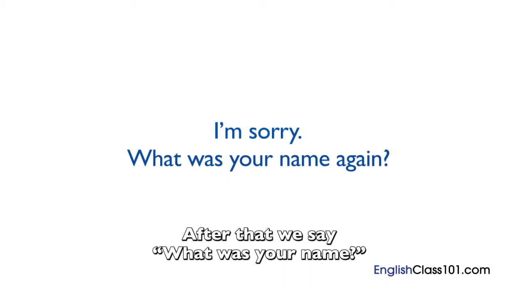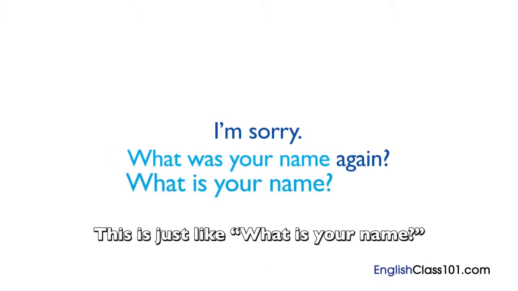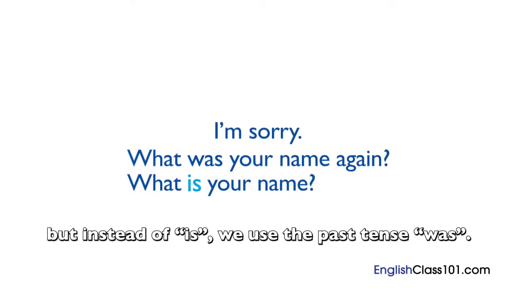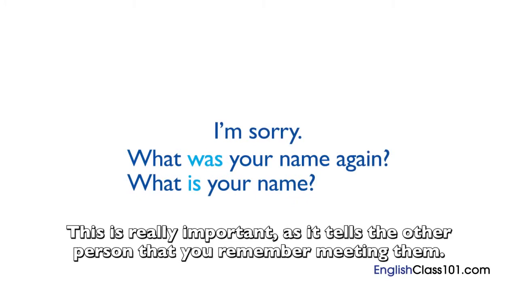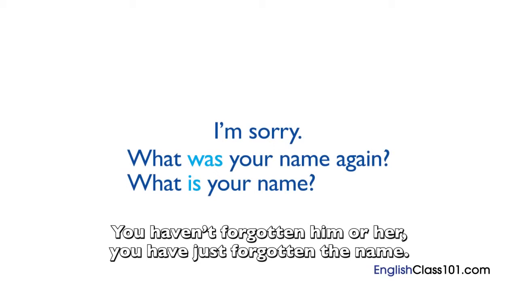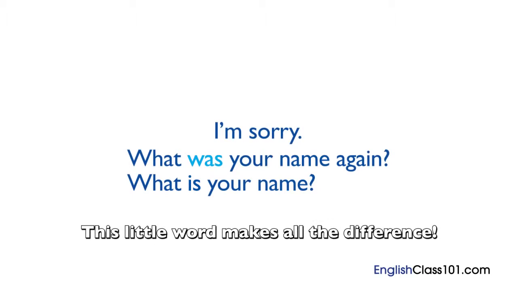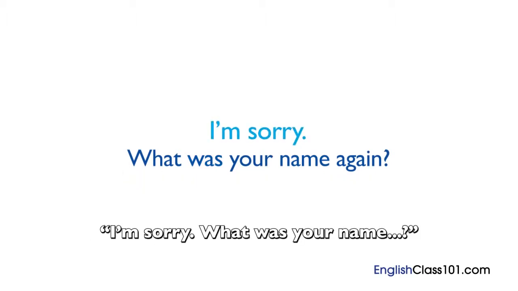After that, we say, "What was your name?" This is just like, "What is your name?" But instead of is, we use the past tense was. This is really important as it tells the other person that you remember meeting them. You haven't forgotten him or her. You have just forgotten the name. This little word makes all the difference. "I'm sorry. What was your name?"